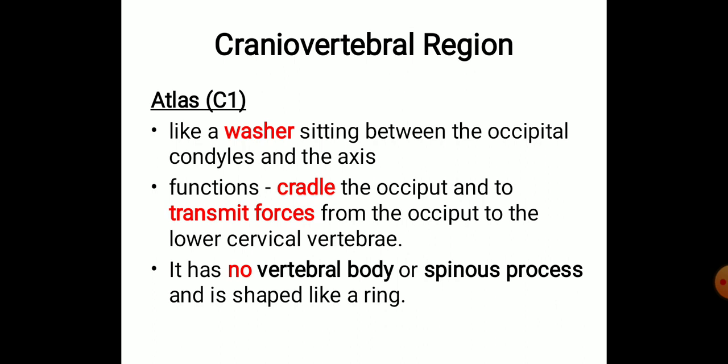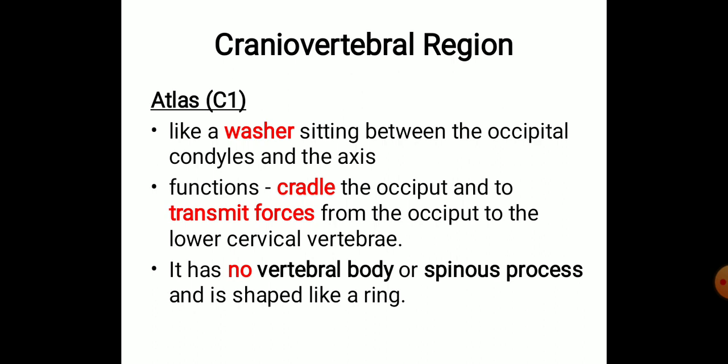First is the craniovertebral region, or the upper cervical region. As its name suggests, it is the region formed by the cranium, or skull, the occipital condyles, with the vertebral region, that means the atlas and axis, that is, C1 and C2. The C1 vertebra is also called the atlas. Now we need to look into the details of the properties of the atlas.